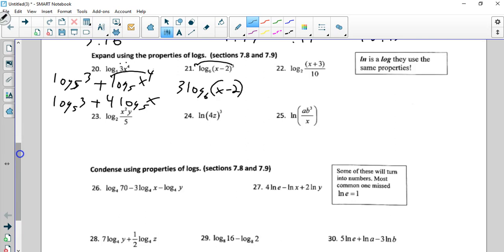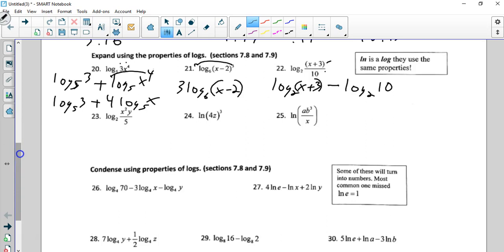Now, log base 2, I have 2 items, 1, 2. I see a division symbol. That means I'm going to be doing subtraction. So it's going to be x plus 3, in parentheses, minus log base 2 of 10.